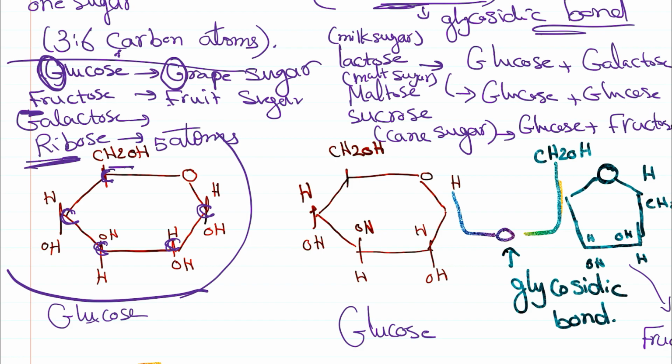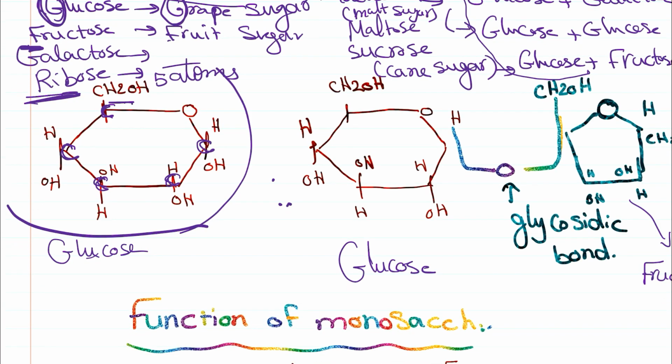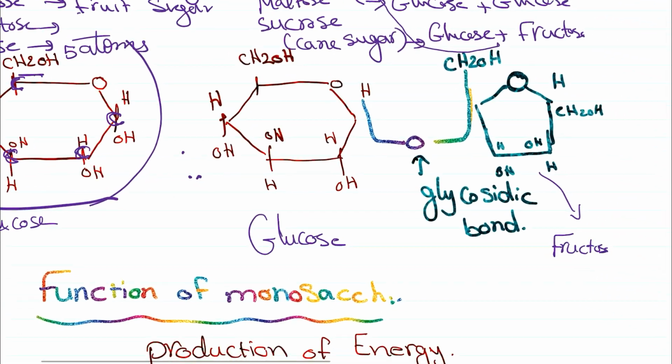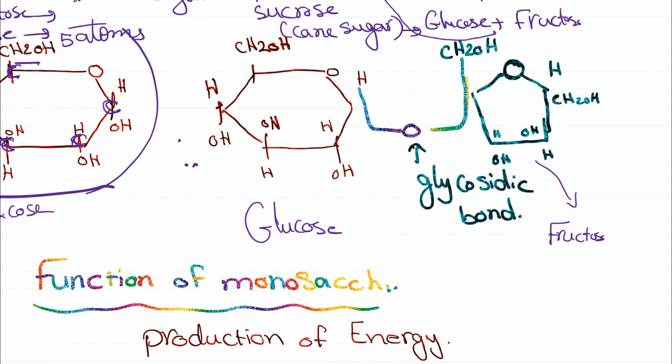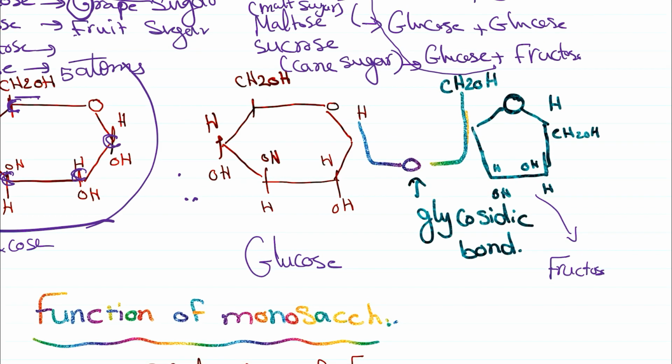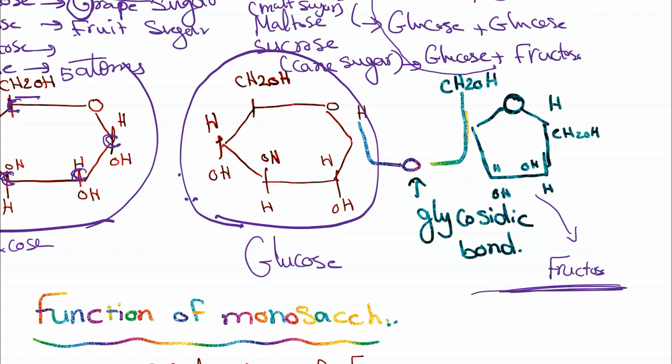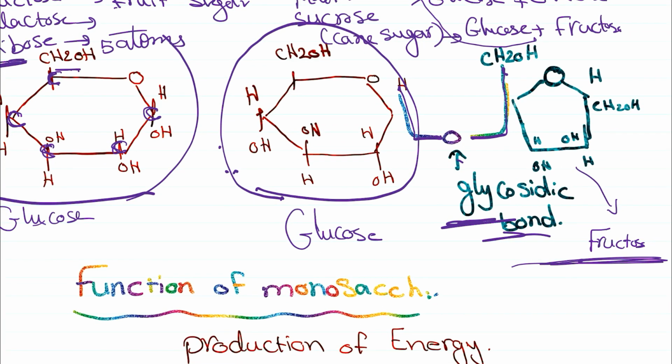If you focus, you will see lactose, maltose, and sucrose are all formed of one molecule of glucose, but the other sugar is different. This is our example of sucrose: one molecule of glucose plus one molecule of fructose. They combine together with the glycosidic bond as you see. So we have the disaccharide.